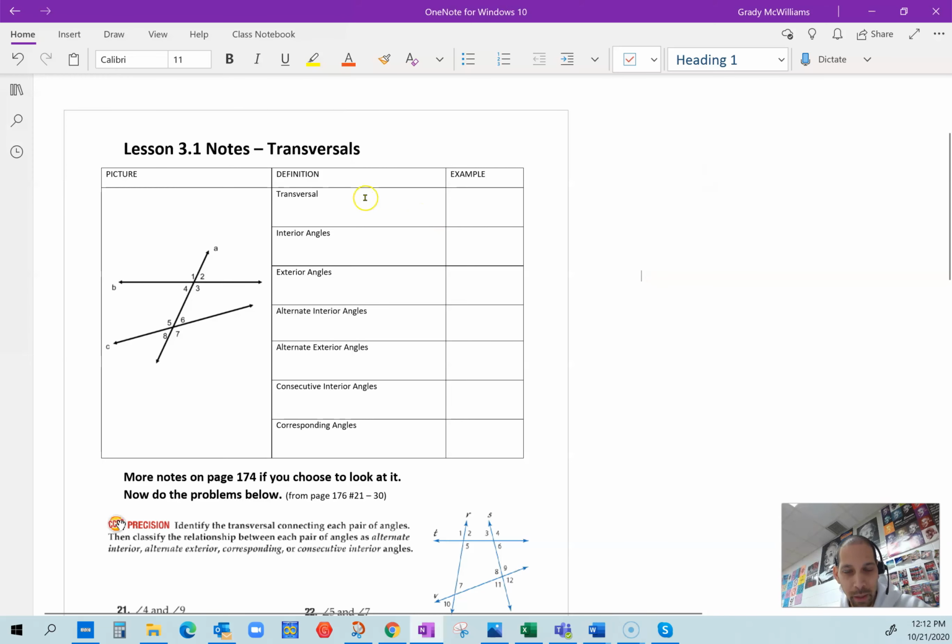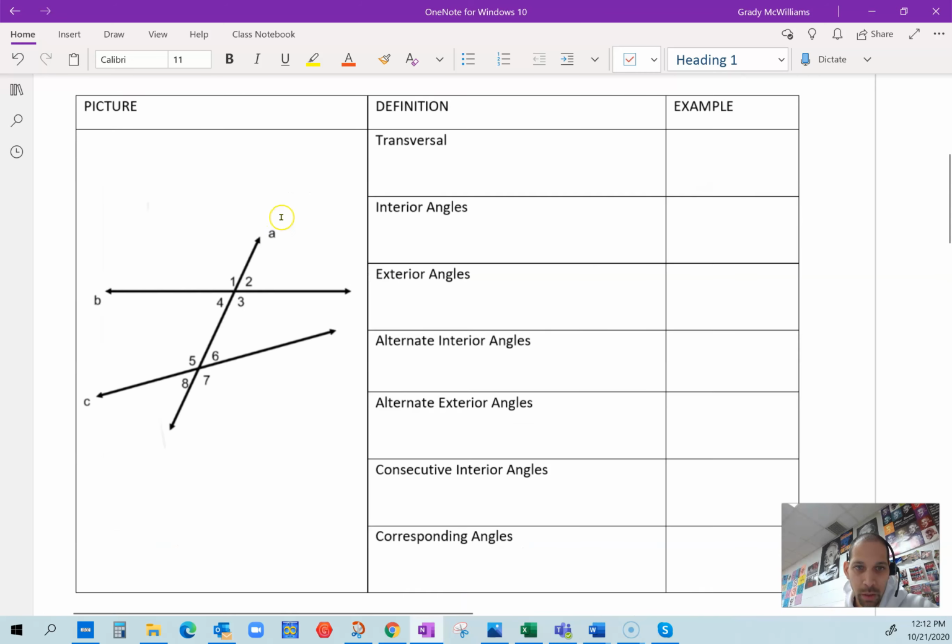Everybody. So today I'd like to talk to you about angles that are created by transversals. So you got a picture here. We're going to use this picture as our reference. I'm going to go over some definitions and a few examples. So zoom in a touch.